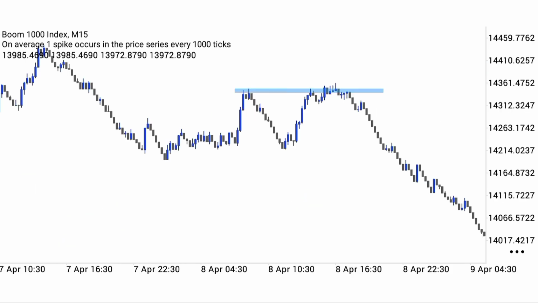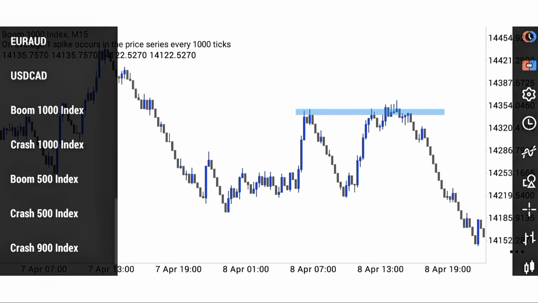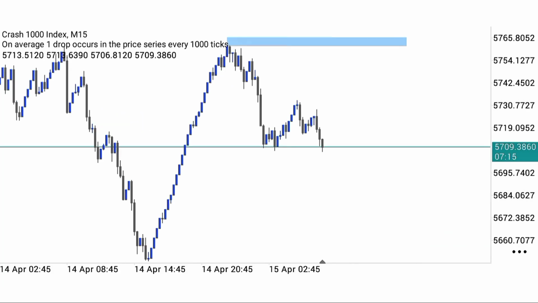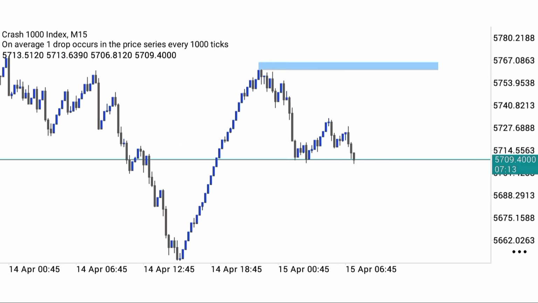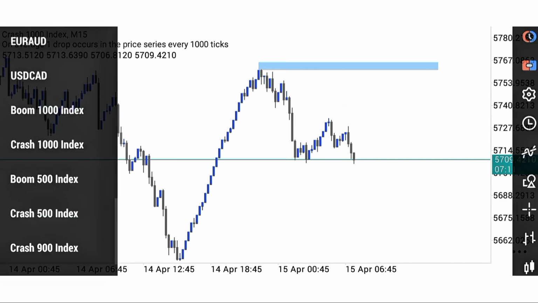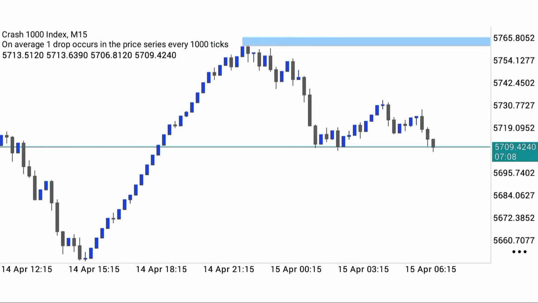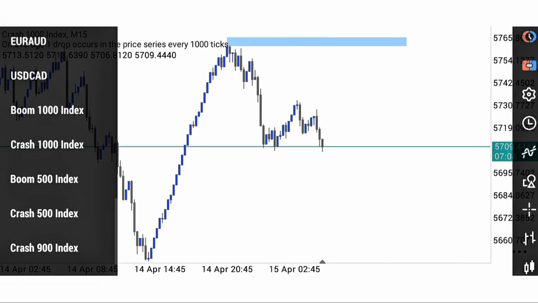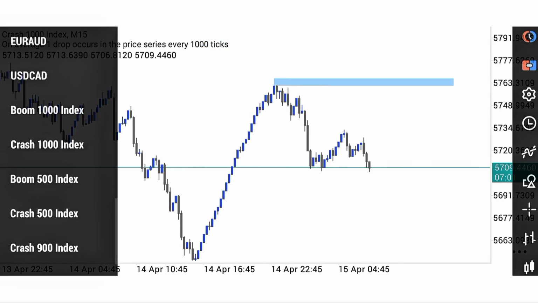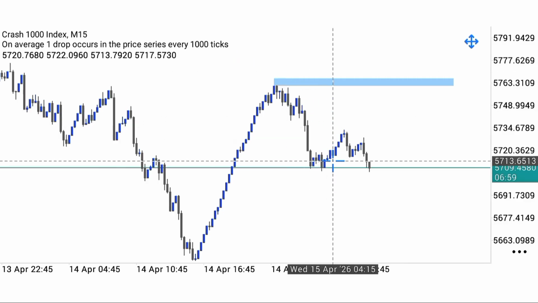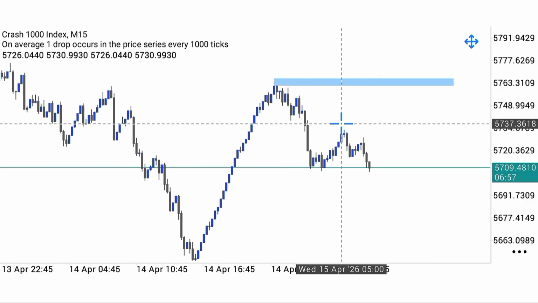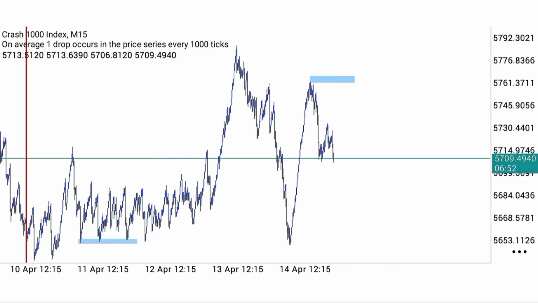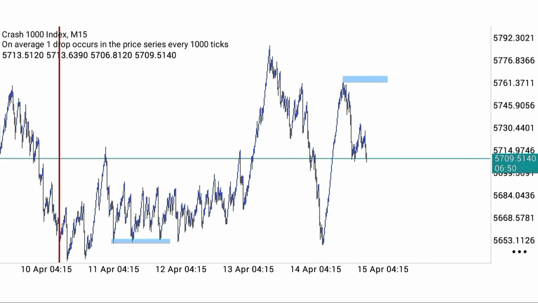Let's say, for example, let me show you something. Let's go to Crash 1000. Now we are on Crash 1000, and this is what I'm telling you guys about the way this price moves. So right now, I have the market moving down. Look at the market moving down here. Now, at this point, I know that the market can retrace to this point. Why? Because first of all, the market is moving in a downtrend.